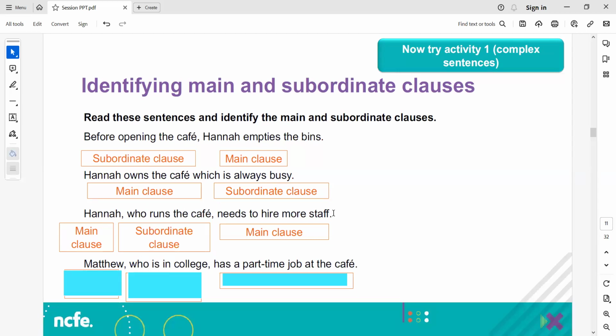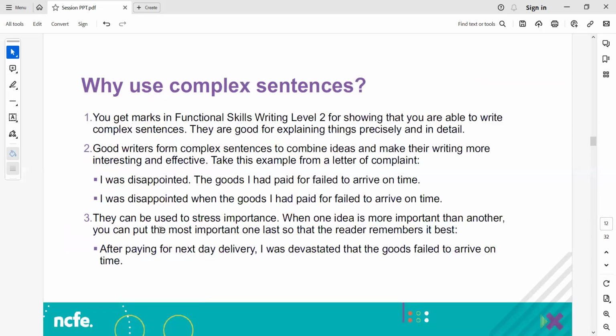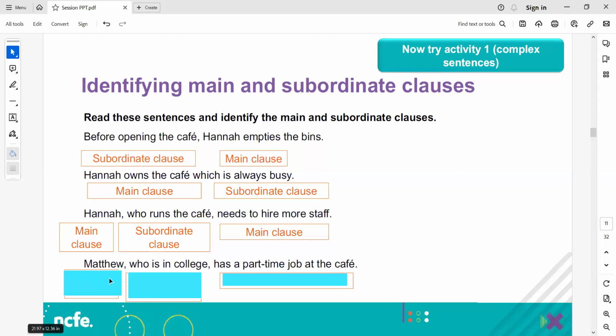That makes sense on its own, but we've got some more information here, our subordinate clause, "who runs the cafe." "Who runs the cafe" wouldn't make sense by itself, it's additional information. So it's our subordinate clause. And we've got our final sentence here. "Matthew, who is in college, has a part-time job at the cafe." So what's our main clause in that sentence?